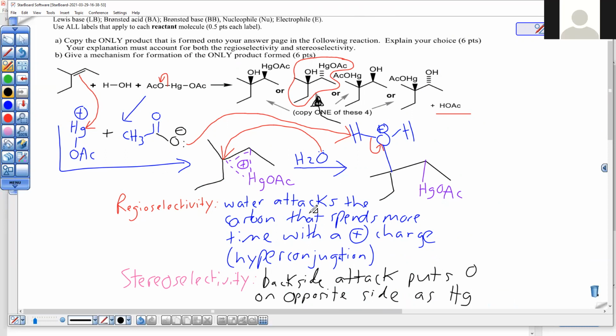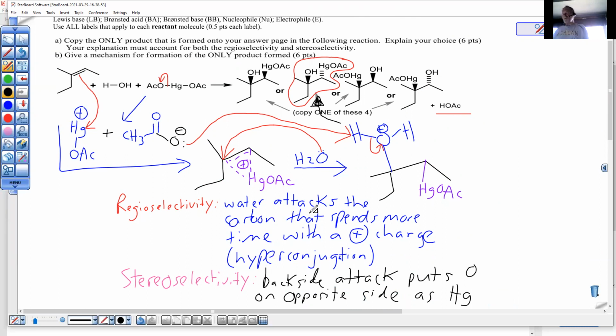So could we say the more hyperconjugated, like the 3' would be better? That's why the plus charge stays there longer. Okay. That works too. Those words were fine. Everything you said was fine.